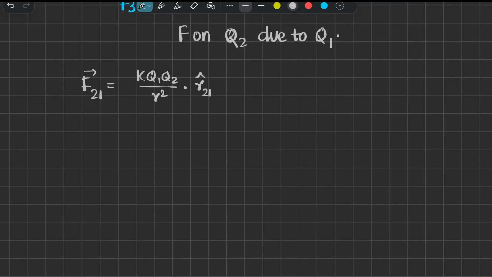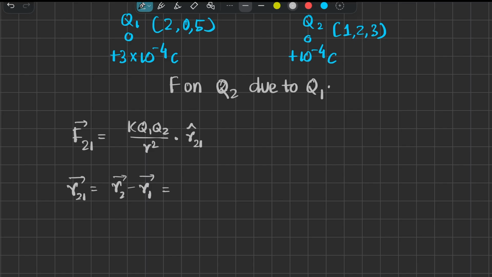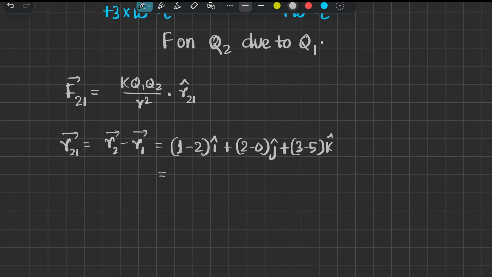So first let's find the r21 vector. What is r21? This will be position of 2 minus position of 1. But position of 2 is given as 1 comma 2 comma 3, and position of 1 as 2 comma 0 comma 5. So the vector form will be 1 minus 2 i cap plus 2 minus 0 j cap plus 3 minus 5 k cap. Hence our position vector comes to be minus i cap plus 2 j cap minus 2 k cap.